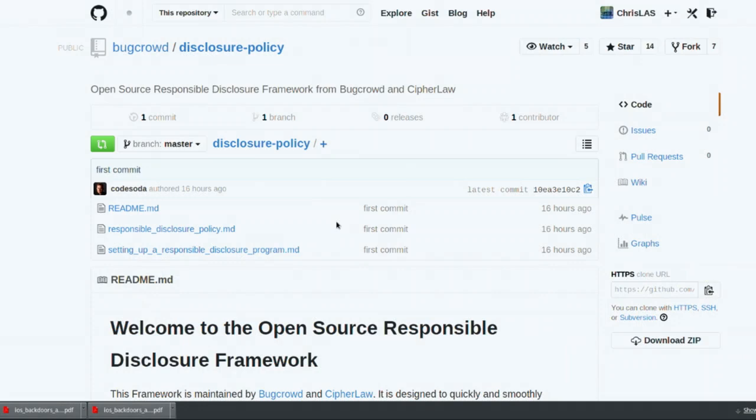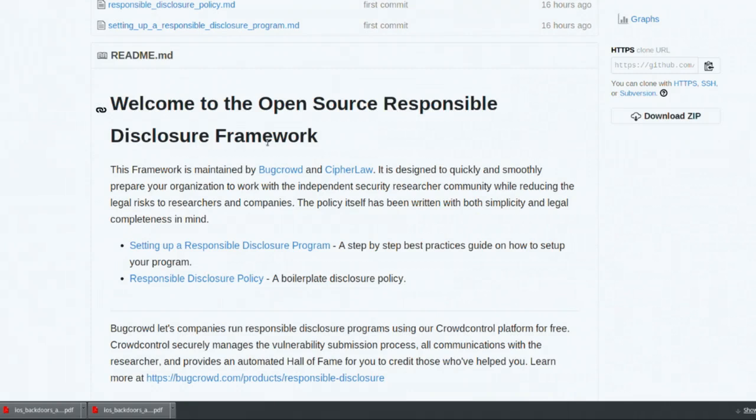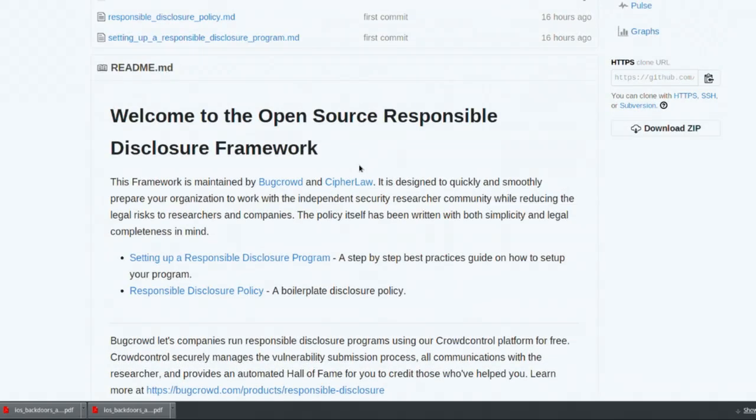Look at this, Alan. This is the Responsible Open Source Disclosure Framework. It's a framework maintained by BugCrowd and CipherLaw. It's designed to quickly and smoothly prepare your organization to work with the independent security research community while reducing the legal risks, and those to the researchers too. It's pretty nice. The policy itself has been written with both simplicity and legal completeness in mind. I haven't gone through it, but it sounds like something that's desperately needed. Yes, it definitely sounds like the kind of stuff you need to make it easier, especially for companies that are worried, to actually cooperate with security researchers and make things happen in the right way.